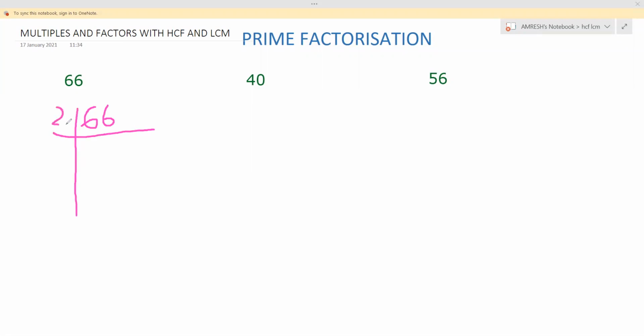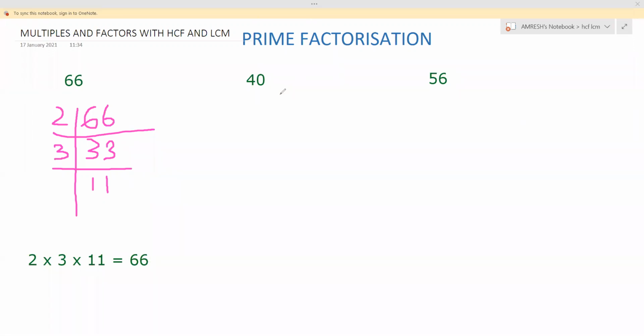66. 2 you do, how much will it come? 33. Okay. 33 it will come. Now do it by 3, it will come 11. After that you have to stop because 11 is a prime number. So what will you write for it? 2 into 3 into 11 is equal to 66. Now it is done. 40.